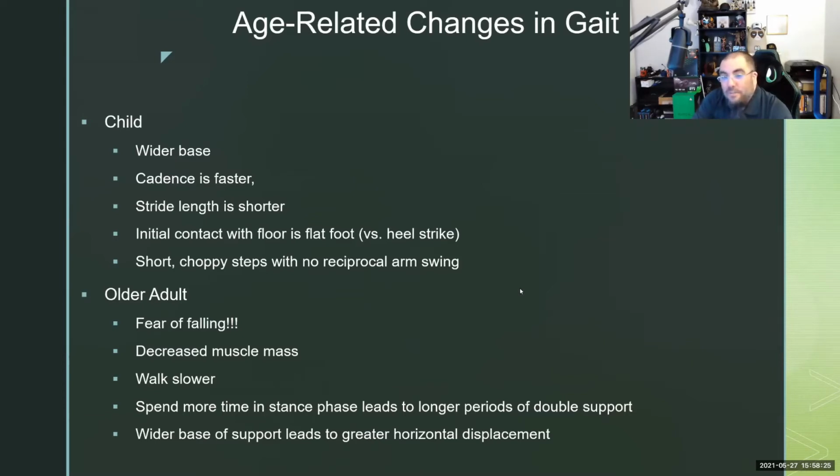Initial contact with the floor is more foot flat than heel strike. So when they walk, they tend to kind of slap their feet down. Right? And you can hear that in the house, right? Those of you that have kids, when they go running around the house, you tell them, stop stomping. And in reality, that's just kind of the way kids do things until they're trained to go heel strike, roll through, toe off, heel strike, roll through, toe off.